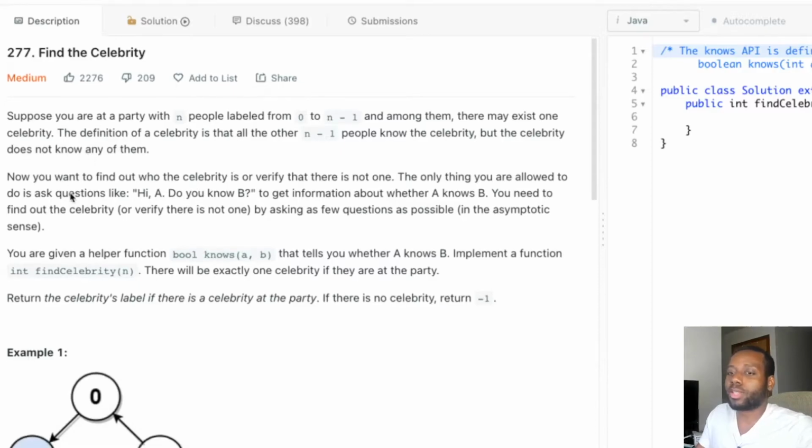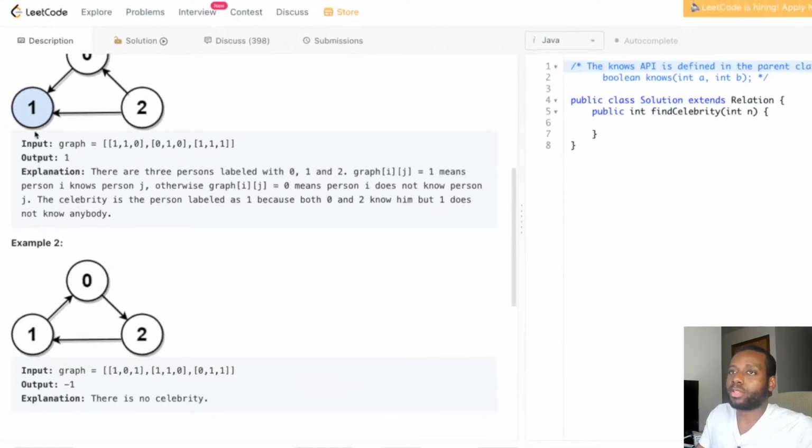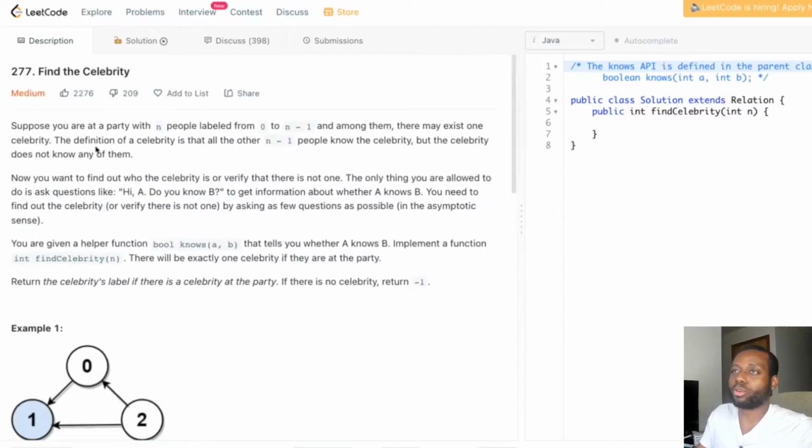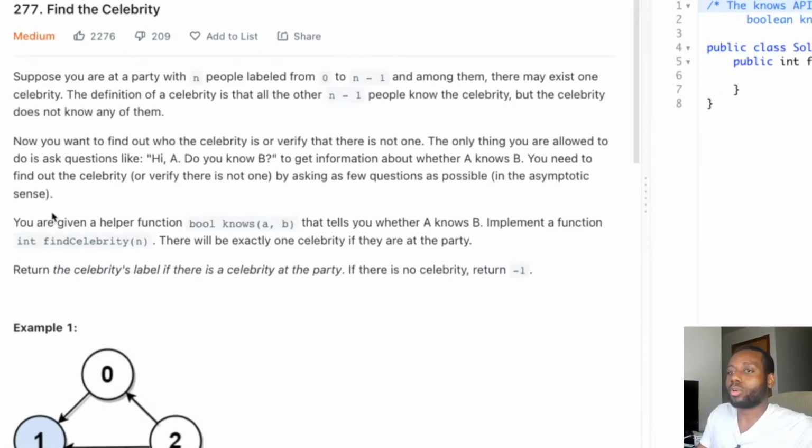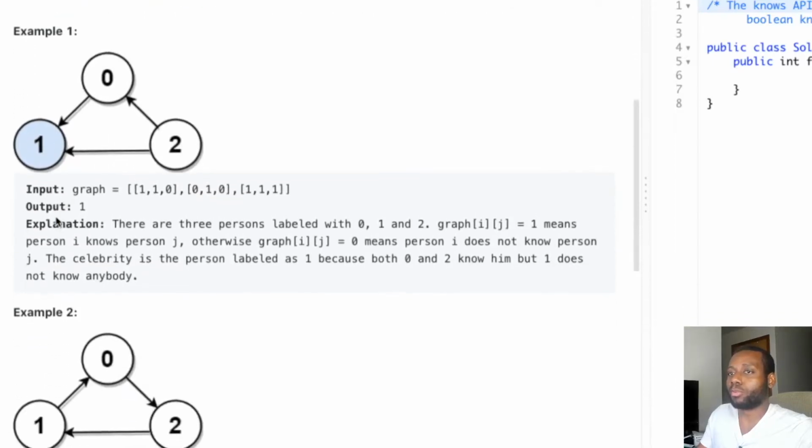In the other problem, we needed to find the town judge, where all the other n-1 people trusted the town judge, but the town judge doesn't trust anybody. In this one, they switch it up a little. They said all the other n-1 people know the celebrity, but the celebrity doesn't know anybody else. So it's the same thing, just different words. Because we've done other problems like that, we're going to comfortably be able to do this problem.